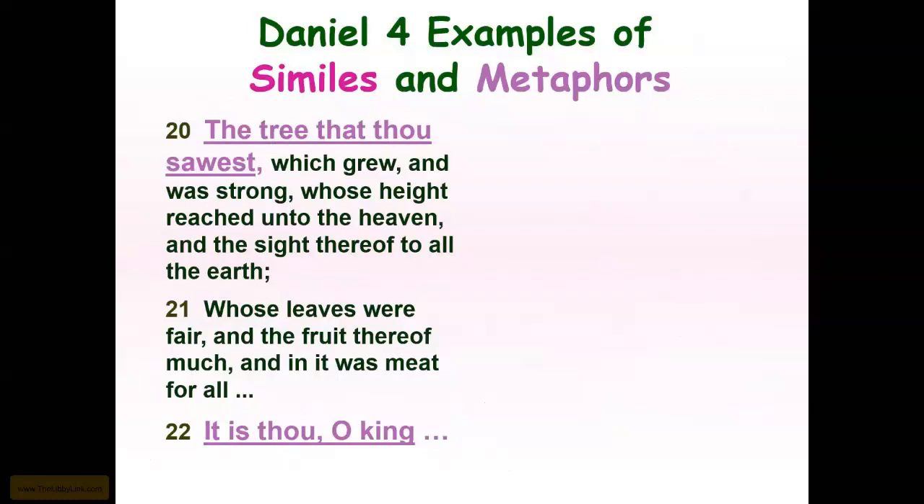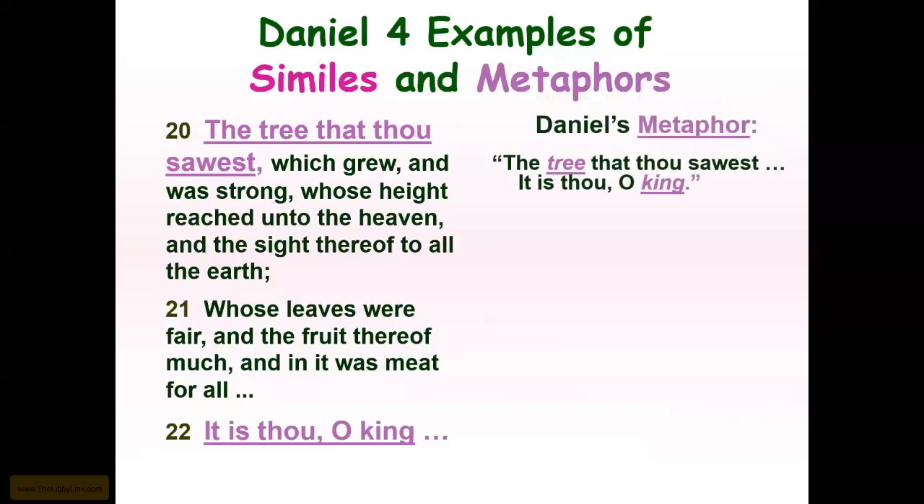Daniel 4 examples of similes and metaphors. Now let's look at these examples in Daniel 4 by reading these selected verses. Verse 20. Kim, would you read verse 20? The tree that thou sawest, which grew and was strong, whose height reached unto the heaven, and the sight thereof to all the earth, whose leaves were fair, and the fruit thereof much, and in it was meat for all. It is thou, O king.